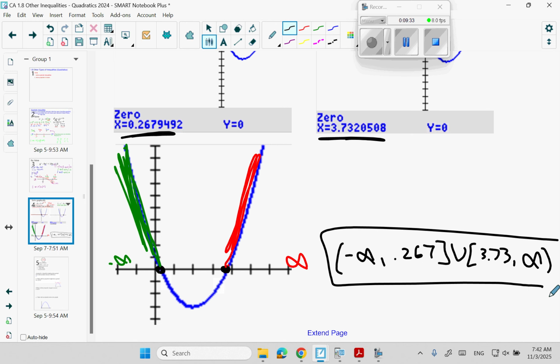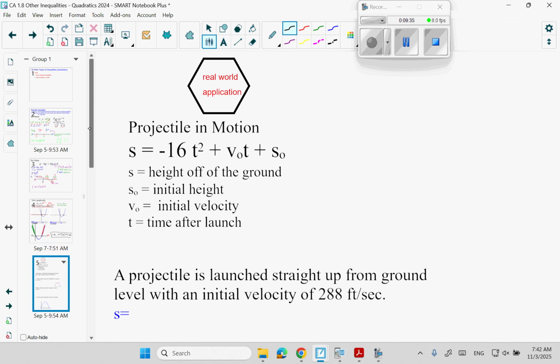Now let's talk about projectile motion. Projectile motion tends to follow this equation right here, that's negative 16t squared plus v sub 0 t plus s sub 0, where s is the height off the ground, usually the y value as well. S sub 0 is the initial height, kind of like our y-intercept. V sub 0 is your initial velocity, and t is time after launch. V sub 0, your initial velocity, is actually pretty interesting. If it's positive, that means it's being projected up in the air. But if it's negative, it's being launched downward.